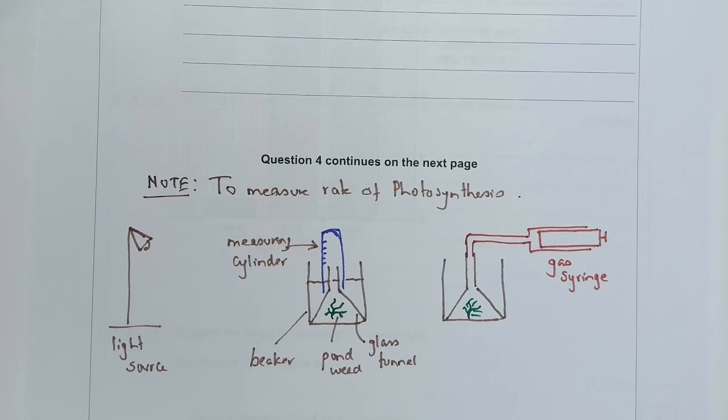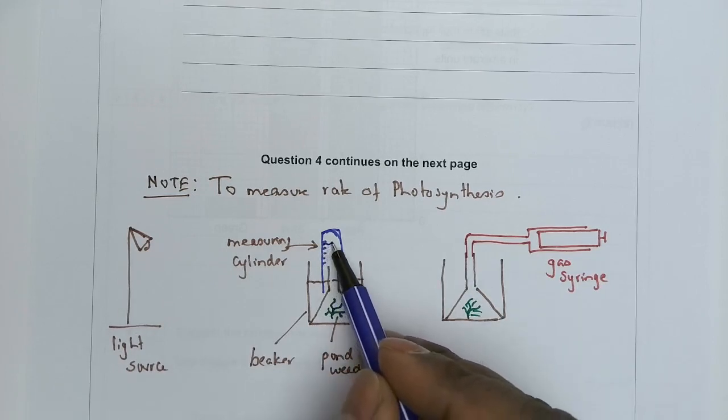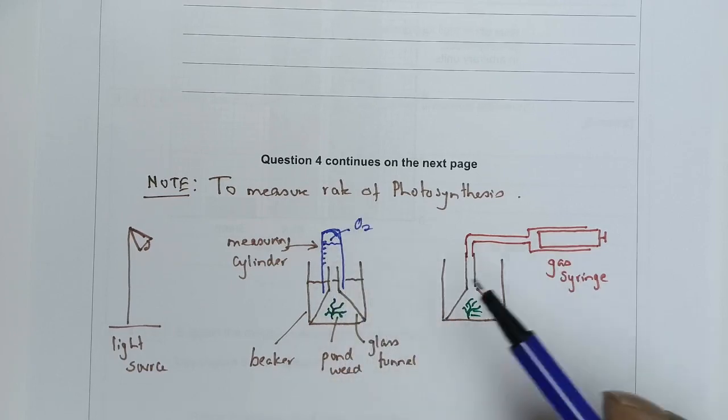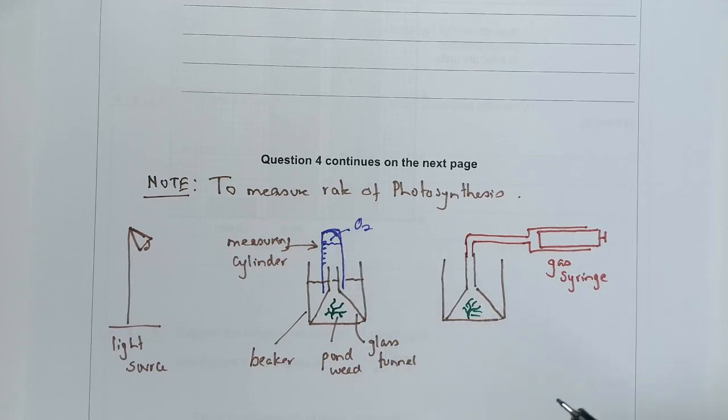So here's the practical setup that you would typically use. In the practical, you would have the light source and you would place the setup. There are two different setups. The first one, you've got a beaker with a known volume of water, and you have the pondweed, and on top of the pondweed is a glass funnel, and on top of the glass funnel is a measuring cylinder. As photosynthesis takes place, you would have oxygen being collected on top of the measuring cylinder. So you can measure the volume of oxygen that is being collected for, let's say, for example, a certain amount of time, like 5 minutes or 10 minutes.